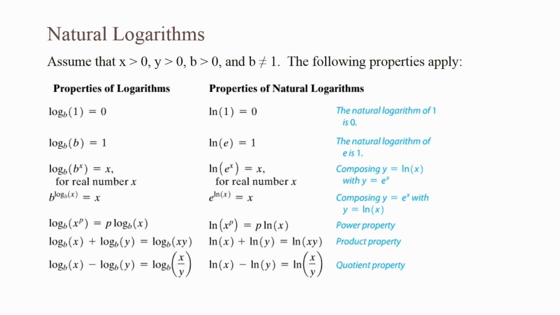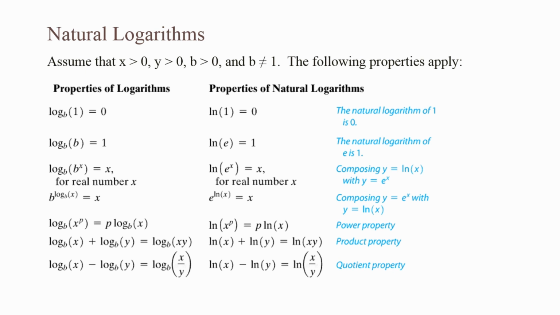For a logarithm, log base b of b to the x is equal to x for any real number x. For your natural logarithm, ln parentheses e to the x is equal to x for a real number x, composing y equals ln x with y equals e to the x. For logarithms, b to the exponent log base b of x is going to equal x. For a natural logarithm, e with an exponent of the natural log of x equals x, composing y equals e to the x with y equals the natural log of x.